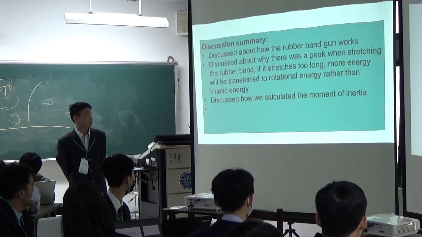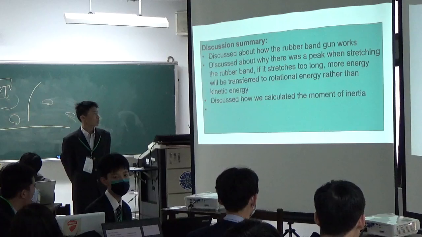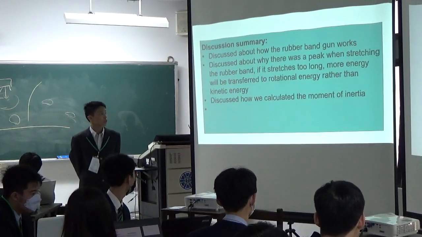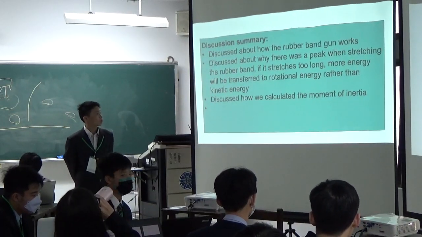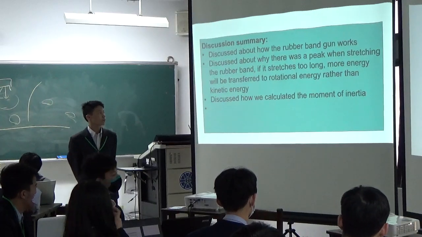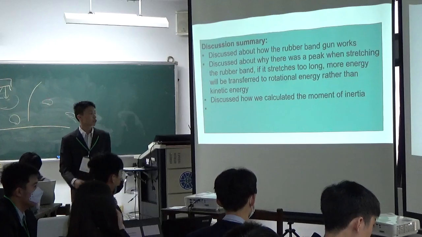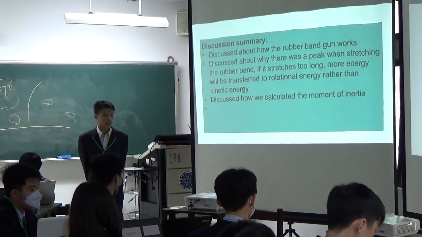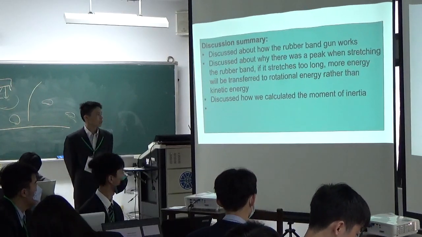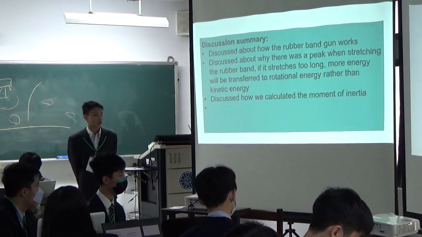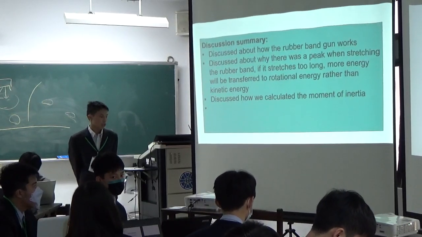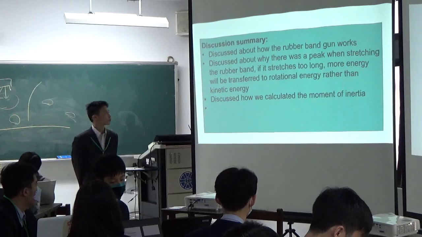And here's our discussion summary. First, we discussed how the rubber band gun works. And we discussed why there was a peak when we stretch the rubber band. If it is stretched too long, more energy will be transferred to rotation energy rather than kinetic energy. And we discussed how to calculate the moment of inertia and how we place our camera.